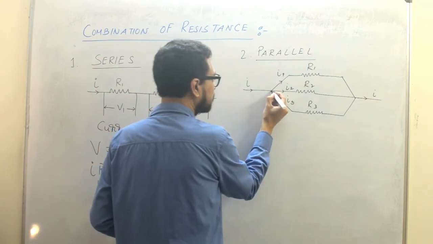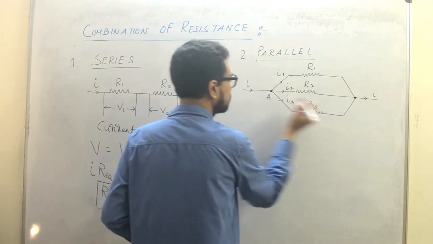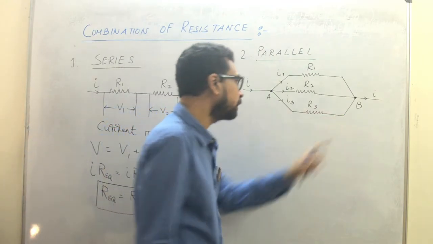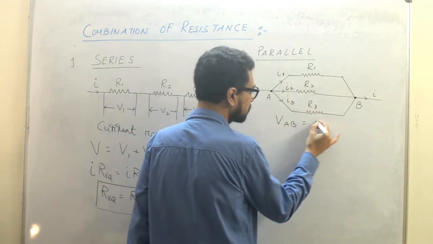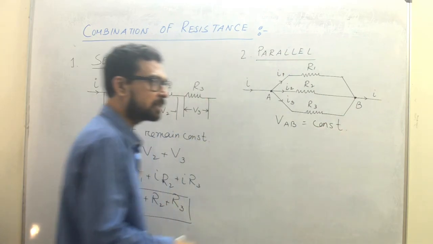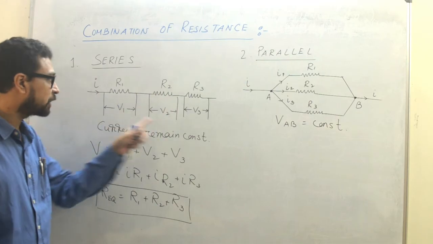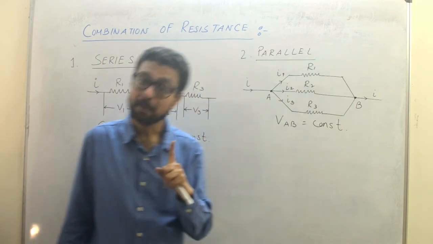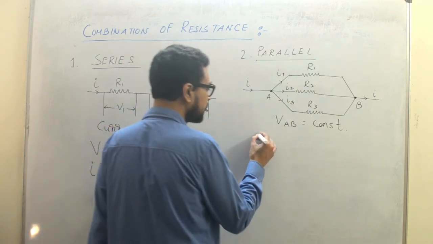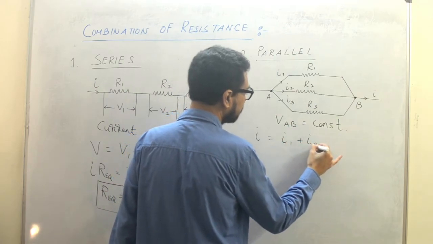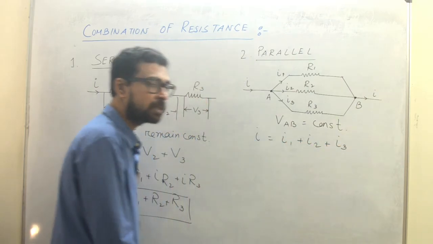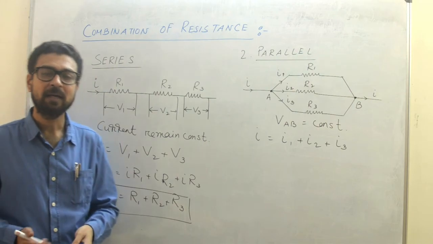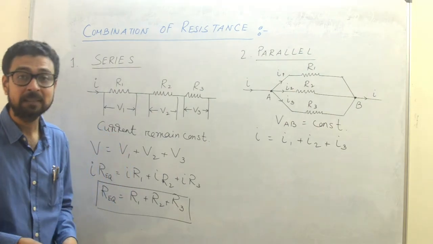And another point is that suppose these two are the junctions A and B, where the resistances diverge, then the potential between A and B will remain constant. So VAB is constant. Unlike in series, where the current was constant, here current is getting divided, and there the potential was individually different. Now here all these resistances will have the same potential. So the main current is the sum of all these three currents according to the law of conservation of energy. Current is a form of energy, so whatever current was coming to the junction, the same current will get divided into three parts towards the individual three resistances.